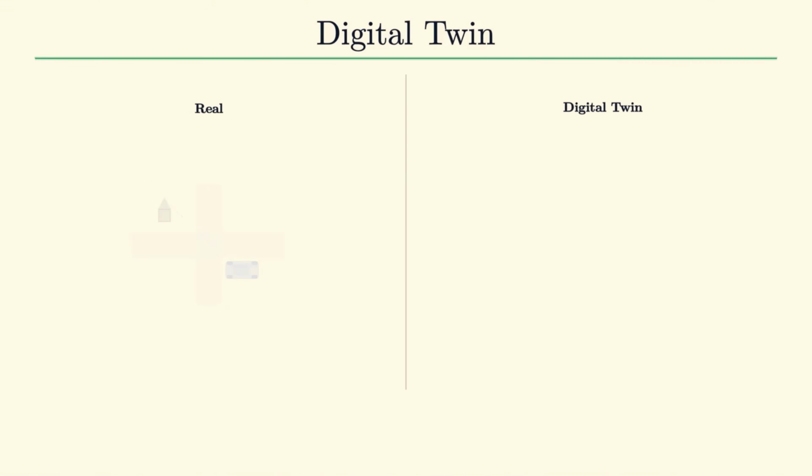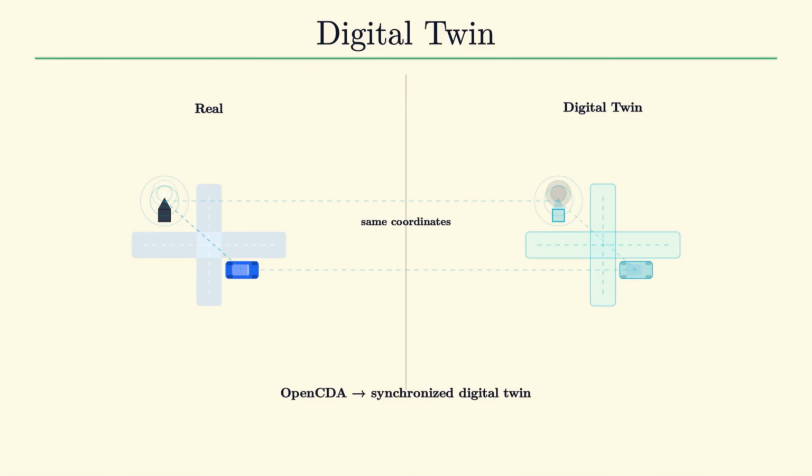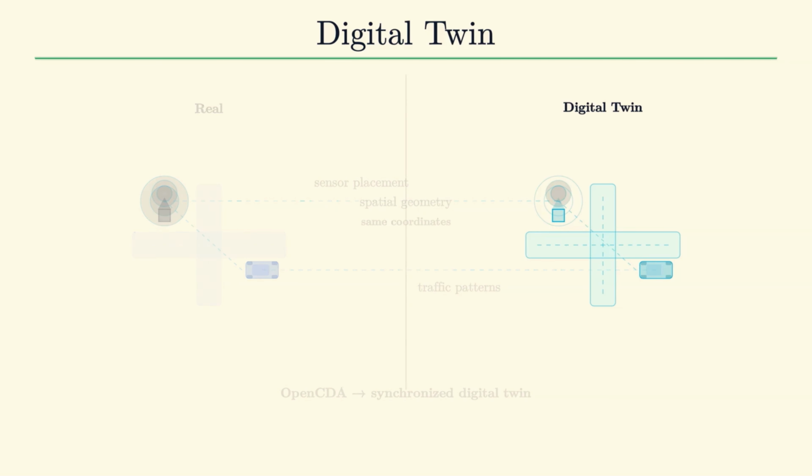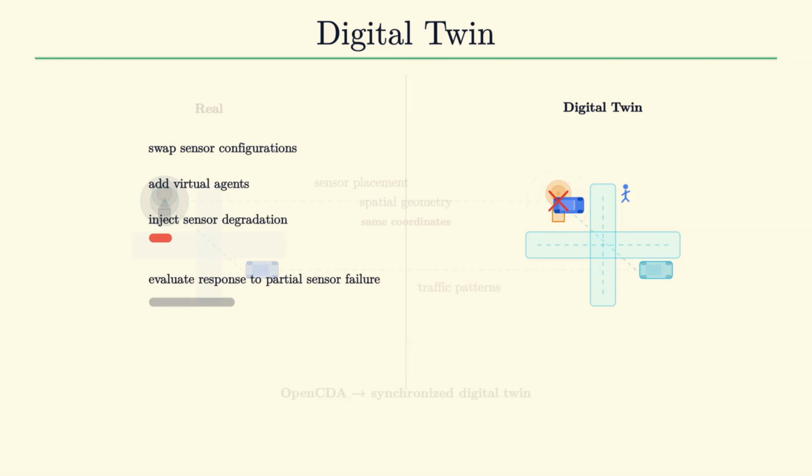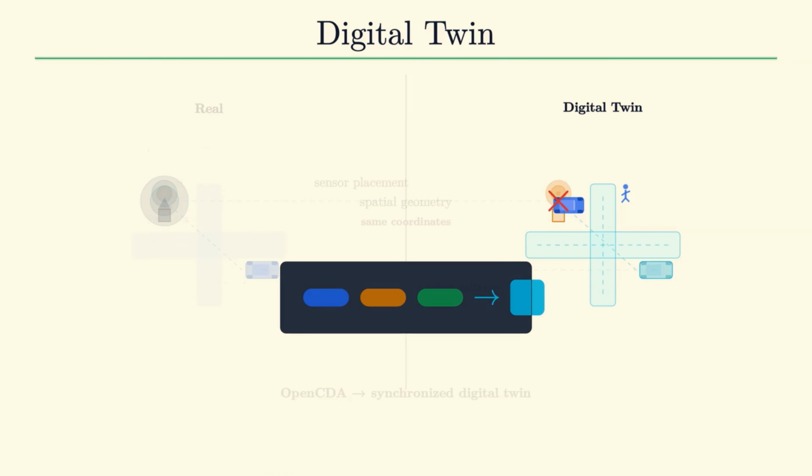The digital twin is not just a visual replica, it is a physically consistent simulation environment built from real sensor measurements, preserving the spatial geometry, sensor placement, and traffic patterns of the actual intersection. The environment supports swapping sensor configurations, adding virtual agents with programmable behaviors, and injecting sensor degradation models. This makes it possible to evaluate how a cooperative perception system responds to partial sensor failure. A digital twin this expressive needs a systematic data generation interface.